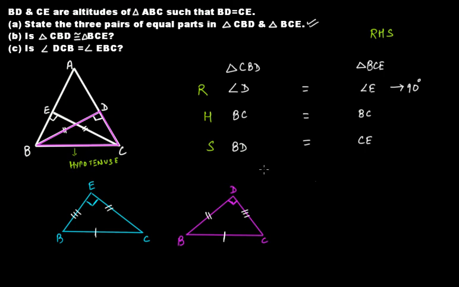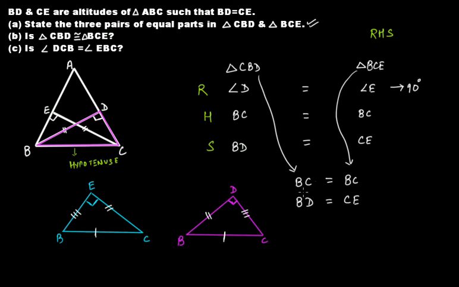First I'm going to write for triangle CBD, right? So this BC is equal to, now for this triangle BCE, is equal to BC. Take any two pairs of equal sides, and let us take again this pair which was given to us. CE is equal to what? BD. So this BD is equal to CE.